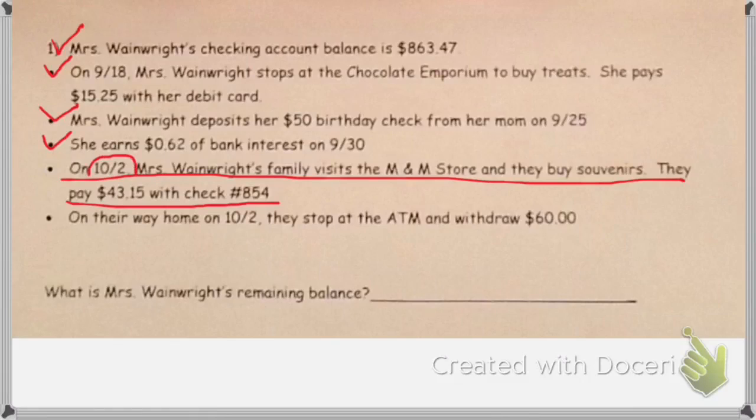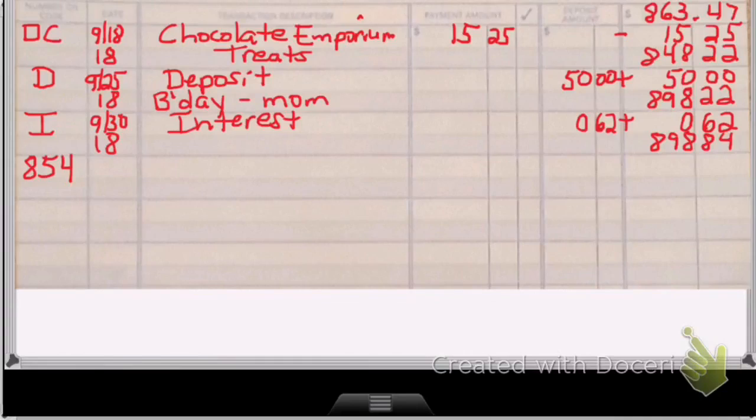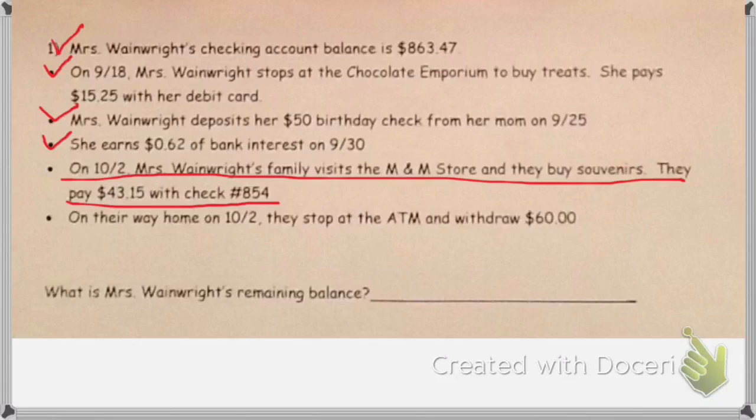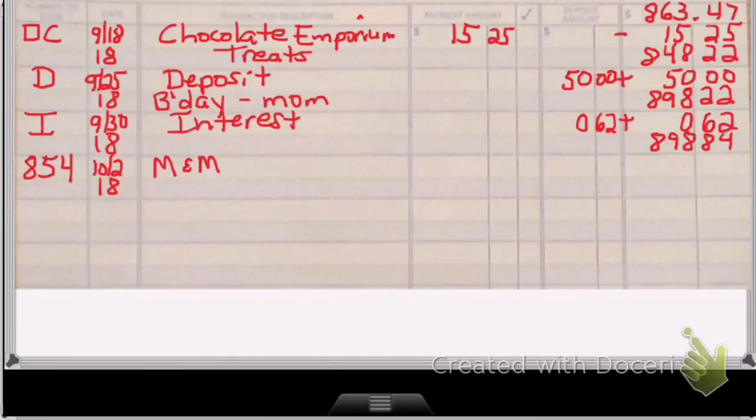I need to find the date, and here it is, 10/2. So I write my date, 10/2/18. Who did I write the check to? Well, the name of the store was the M&M store. And what did I buy? Souvenirs. So I write down M&M store, which is the name of the store I made the purchase at in the white section, and what I bought, which is souvenirs, in my gray section.